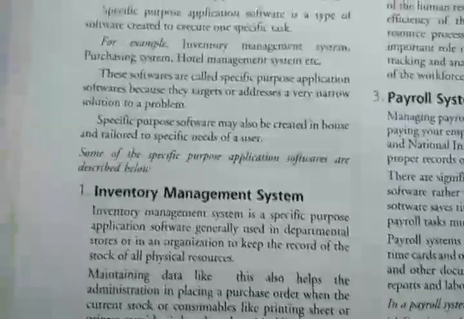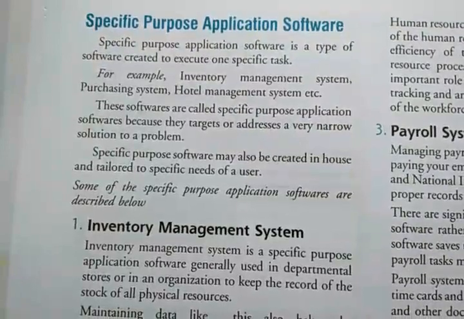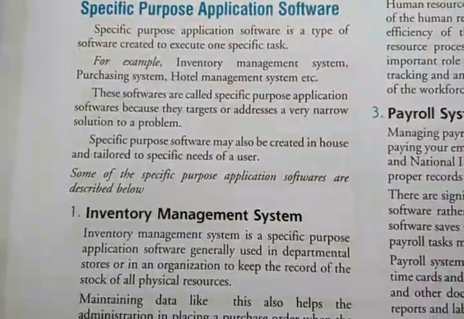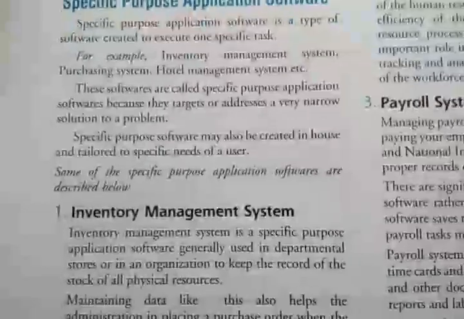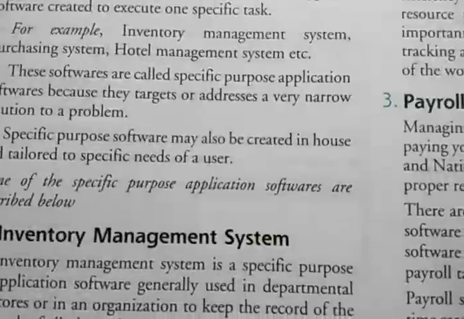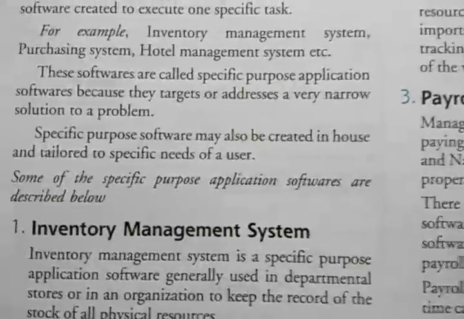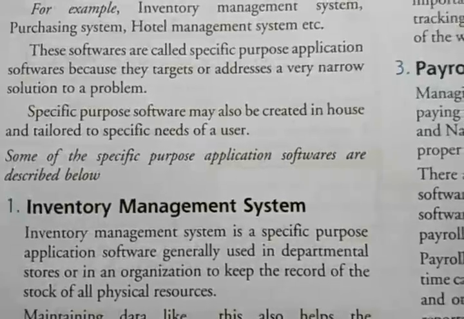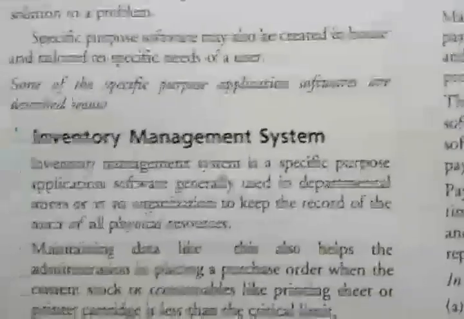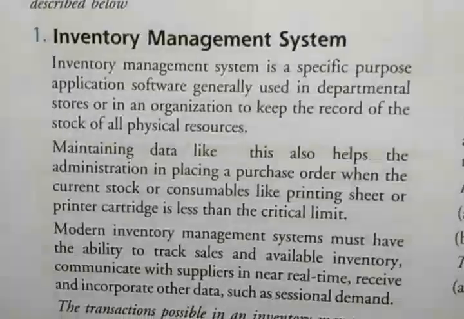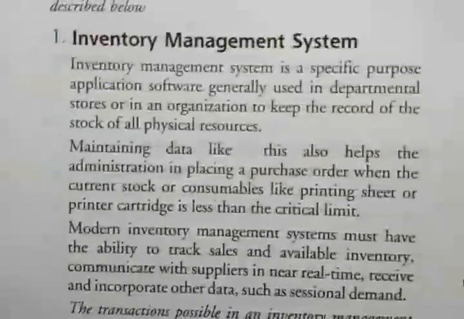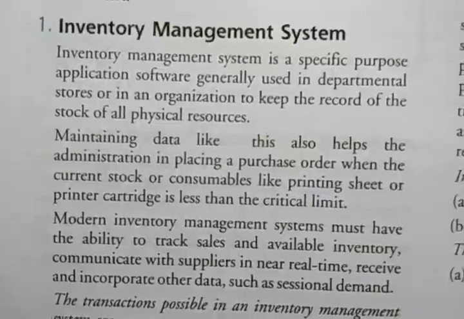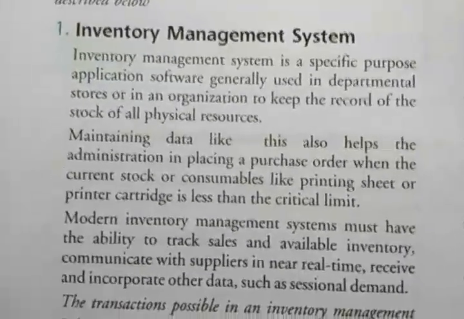Now the next category of software is special purpose application software. These are designed for a special request by the customer, and examples of this are an inventory management system, purchasing system, hotel management system, etc. Some of the specific common examples are described here. Number one is the inventory management system. So we can manage the stock list and inventory of an organization or a business according to the customer requirement.